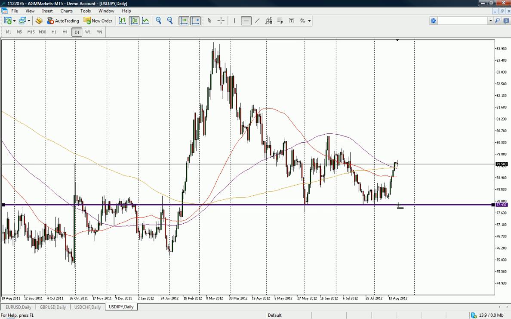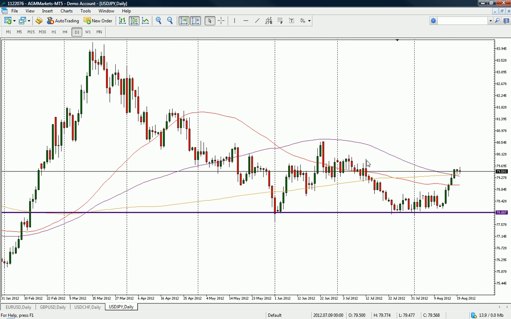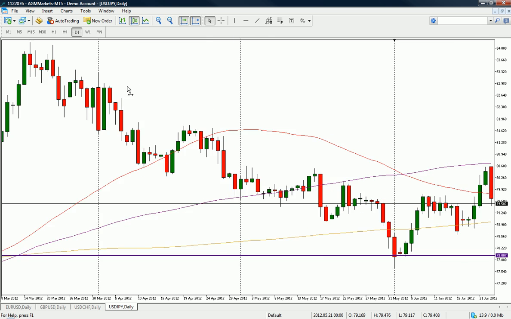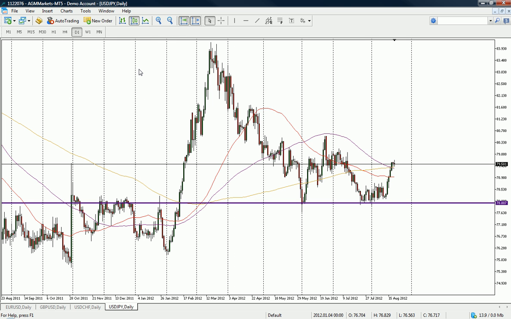Just shy of the 78 handle was the key support. You can see in the middle of the chart here we've got a good bounce, and then around here multiple bounces, and now we're starting to pop up. We've made daily candlestick closes above these moving averages as well. If you zoom in even more on this daily chart, you can see that the current candle has come back down. We've got a nice little bounce off the 200-day moving average as well. So it looks like it wants to pop up to the upside now on dollar yen.